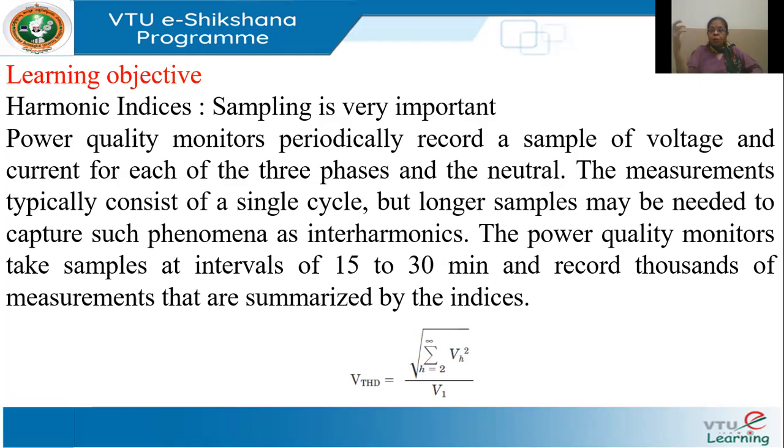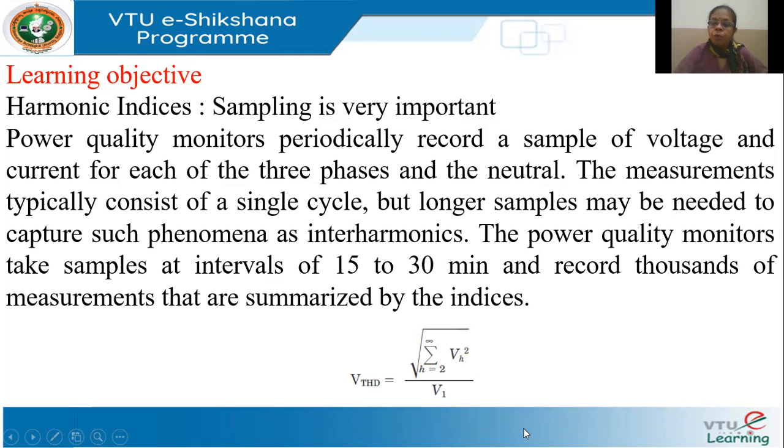What I am trying to tell is that a sag can occur anytime due to many reasons, whereas harmonics, which are predominantly because of the nature of the loads, do not require continuous monitoring. Normally they are measured at intervals of 15 to 30 minutes. And you all know how THD is defined: it is the RMS value of all the harmonics as a percentage of the fundamental. The same is true for the current.